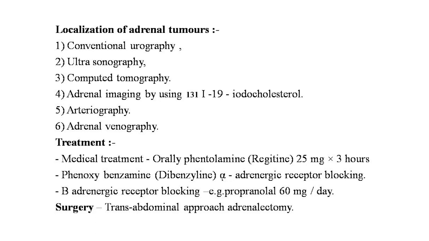Now the treatment. Medical treatment: the main treatment of pheochromocytoma is surgery. The place of medical treatment is oral phentolamine, that is Regitine 20 mg, phenoxybenzamine, dibenzyline, an alpha adrenergic receptor blocking agent, and a beta adrenergic receptor blocking agent, that is propranolol 60 mg per day, should be given. For the surgical treatment, the transabdominal approach for adrenalectomy should be performed.